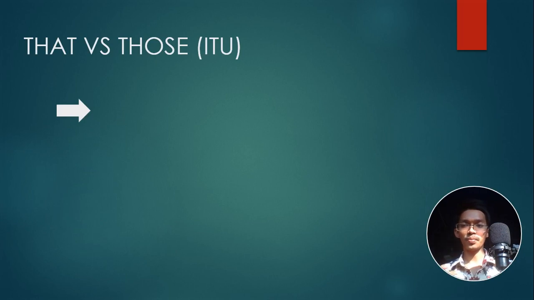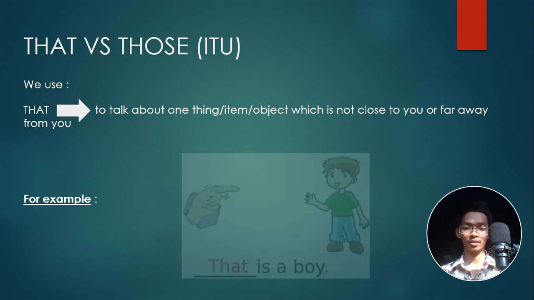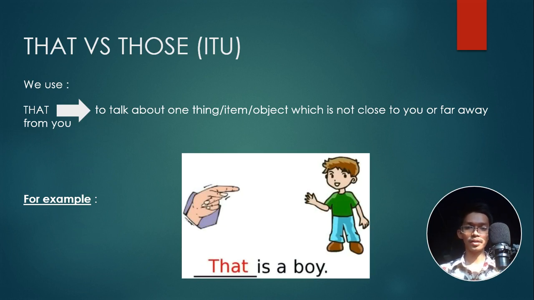Now we talk about that versus those. So when do we use that? We use that to talk about one thing, item, or object which is not close to you, or far away from you. So remember, the object is only one and it is not close to you. It's probably a little bit far from you. For example, there is a boy and a finger's hand pointing to that boy. So it would be: that is a boy.